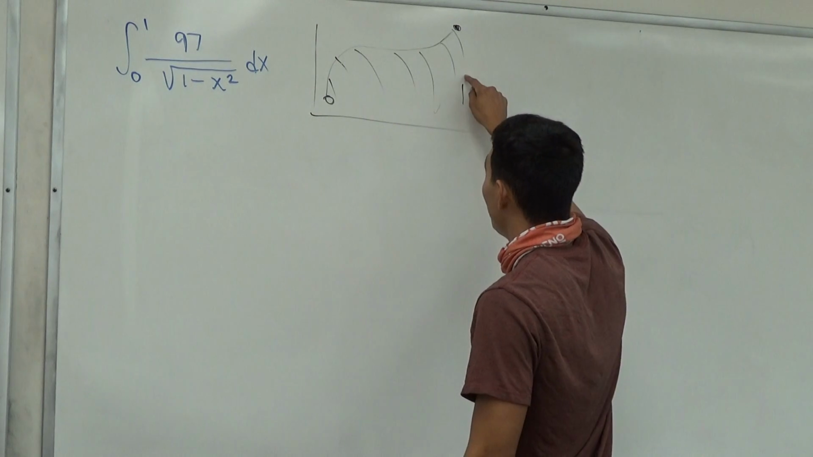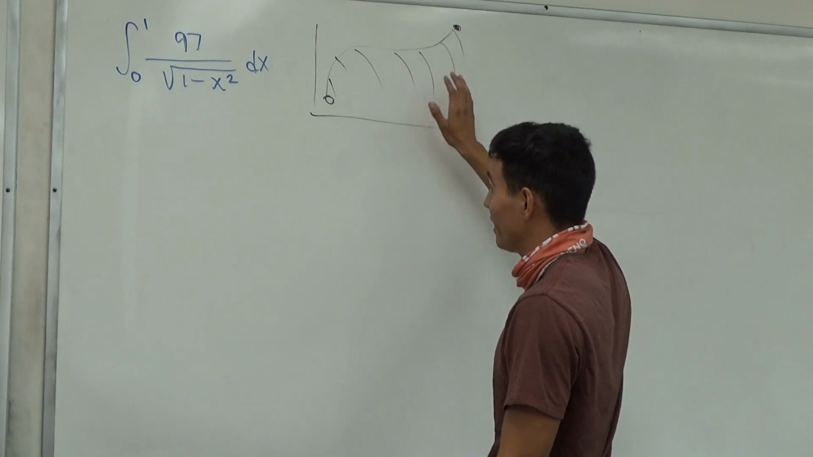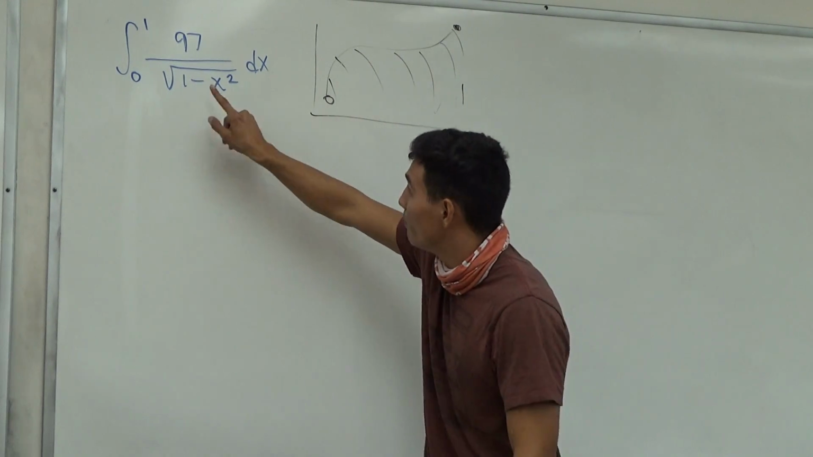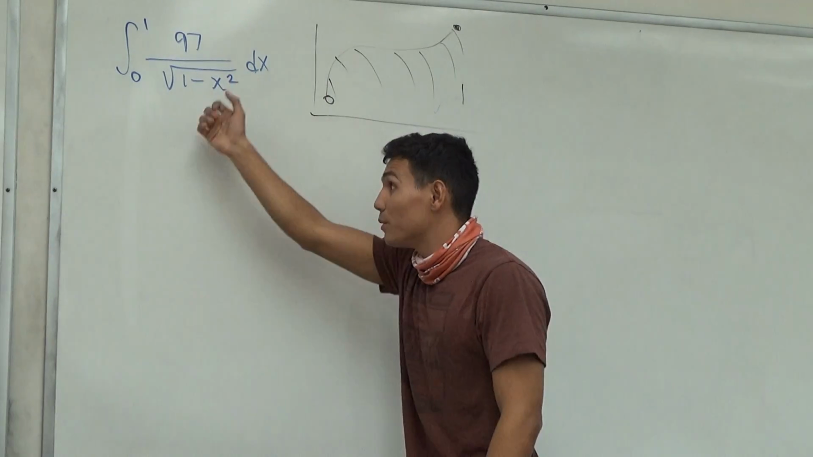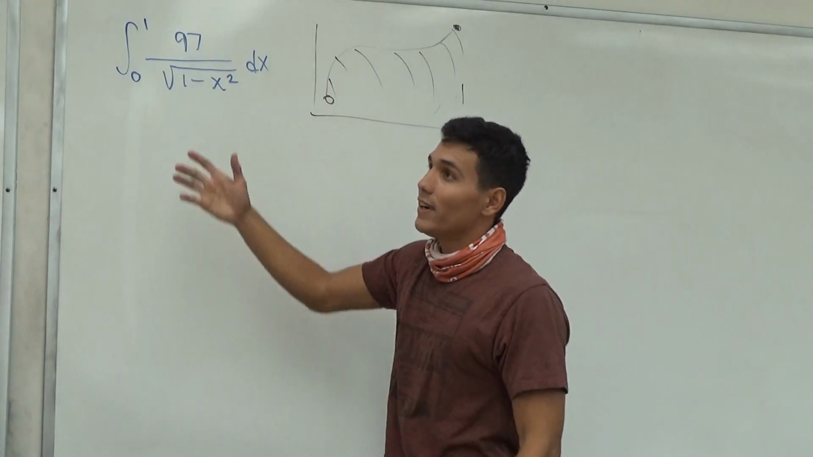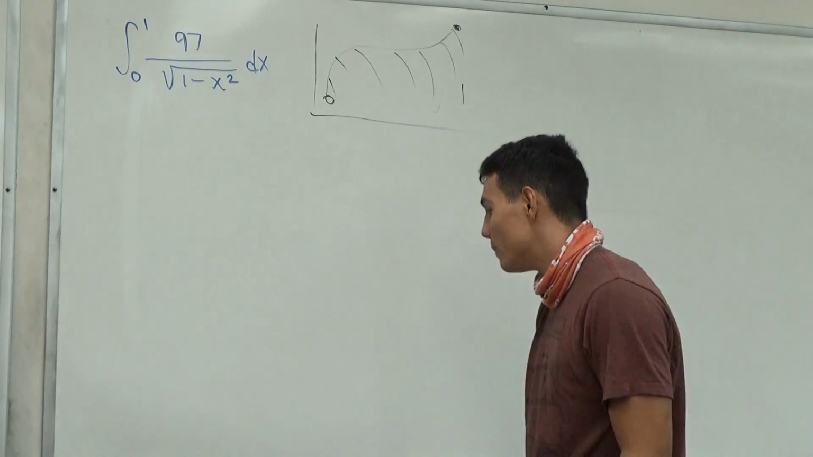Now, if you put 1 into this function, again, I don't know how it exactly looks, but you get 1 minus 1. 1 minus 1 is 0. Square root of 0 is 0. 97 divided by 0, that's not good. So now that means that we need to start thinking in terms of limits, right?